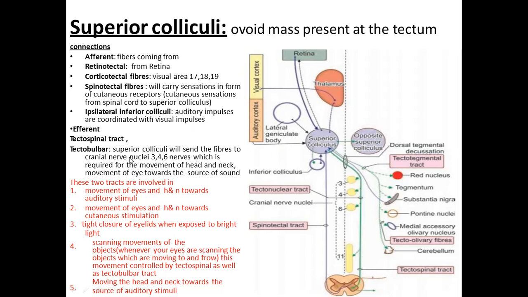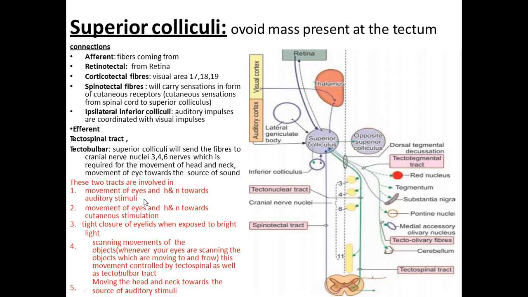The superior colliculi will send fibers to the cranial nerve nuclei of the 3rd, 4th, and 6th nerves, which is required for the movement of the head and neck, and movement of the eye towards the source of sound. Okay, so that is due to the tectobulbar tract.